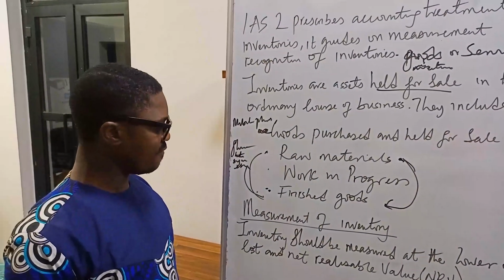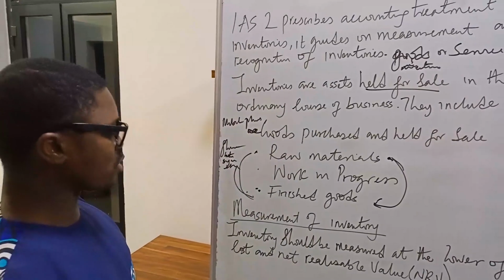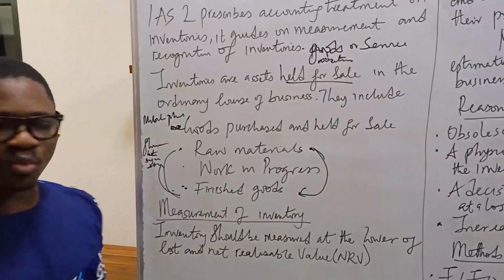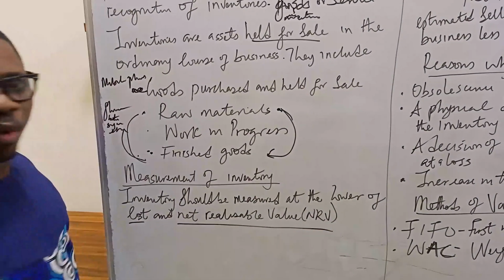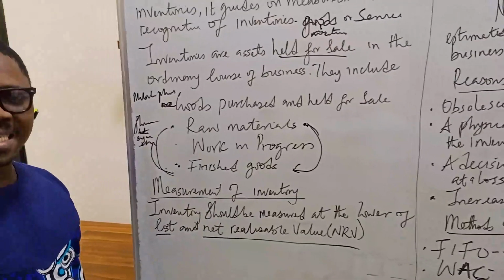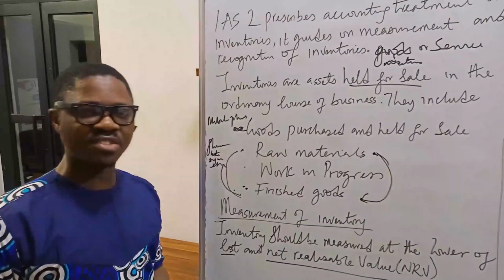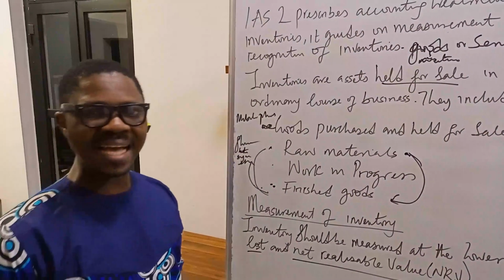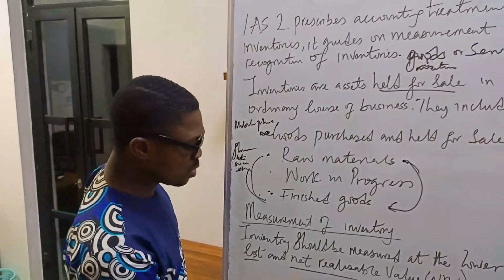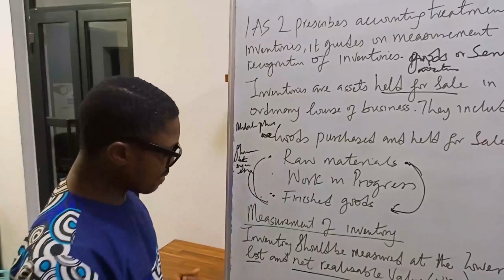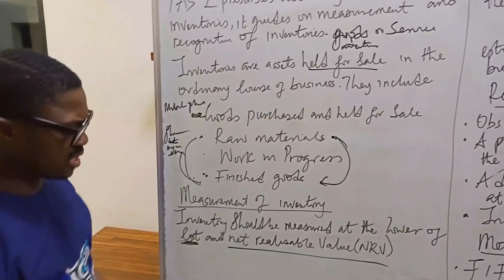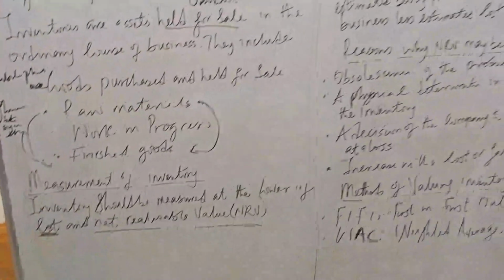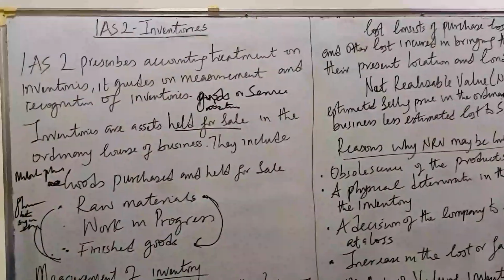Now we go to the measurement of inventory. Inventory should be measured at the lower of cost and net realizable value. What does this mean? This simply means that at the end of the accounting year, when inventory is to be measured, it will be recognized at whichever of the two is less. So we have the cost of acquiring the inventory, and we also arrive at the net realizable value. So let's go into explaining what cost simply means and what net realizable value simply means.